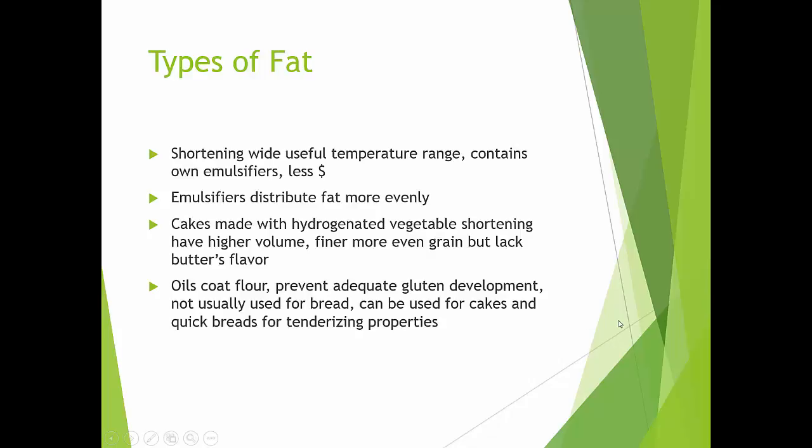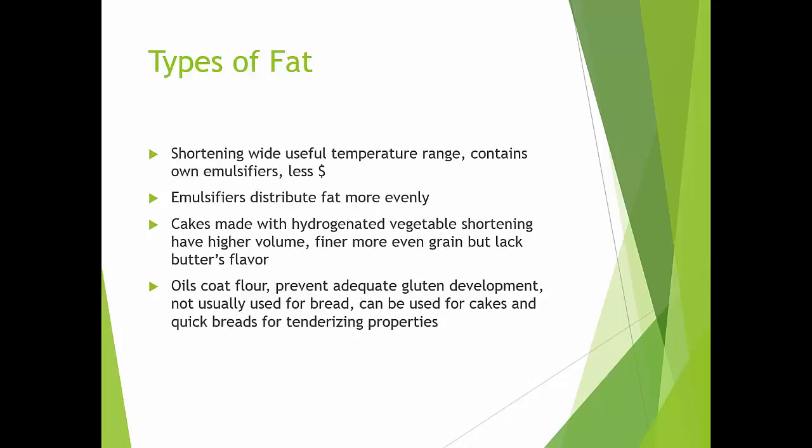Types of fats that are used in baked goods include shortening. Shortening is a widely useful product in baked goods. It has lots of temperature ranges that you can use this product with. It contains its own emulsifiers so that it helps you to make sure this mixture of an oily substance with a watery substance comes together, and it's also less expensive than many other types of fats. Emulsifiers distribute fat more evenly in your baked good.